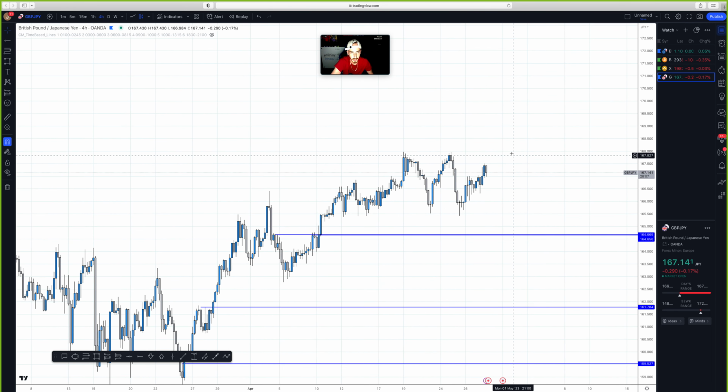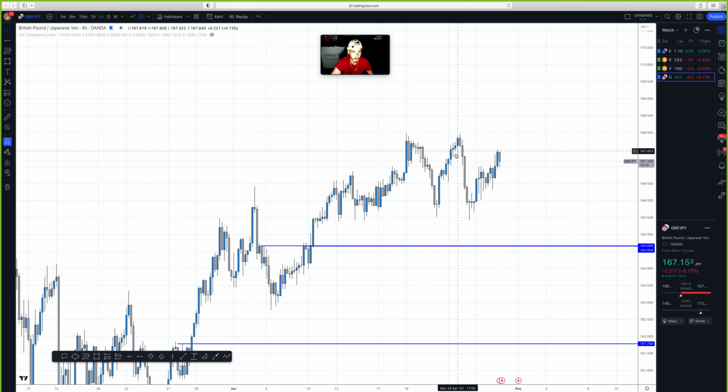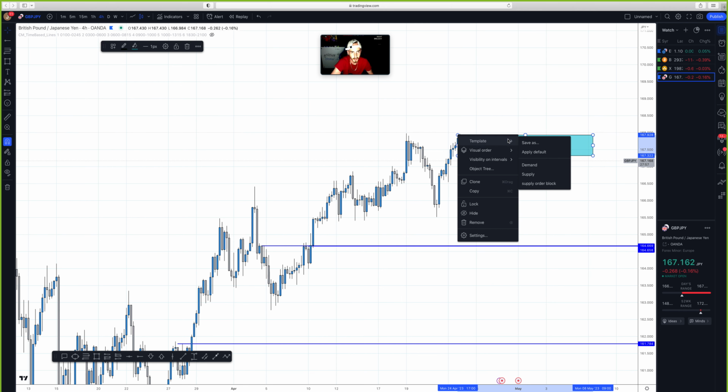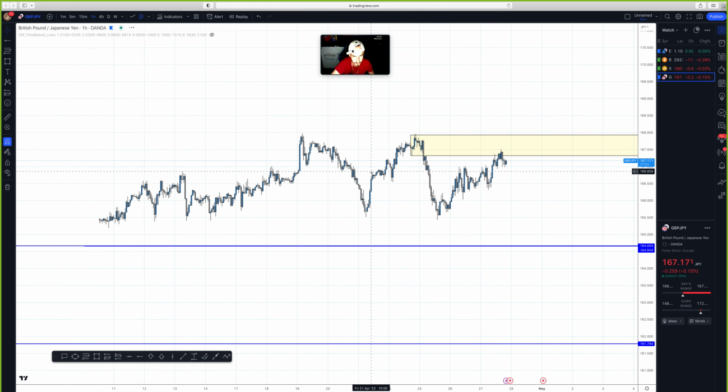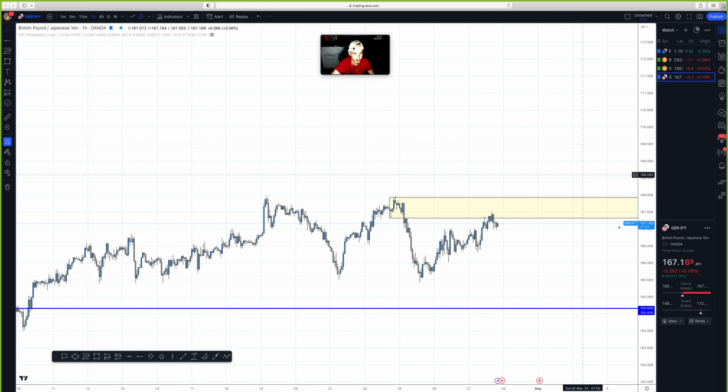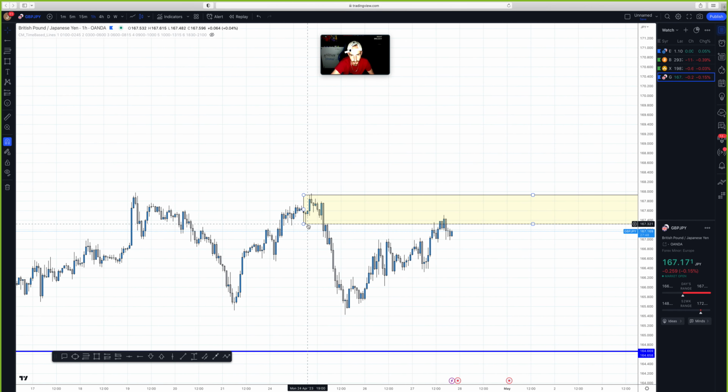And then as far as areas of supply right now, it seems that we're working with this area here, this area right here, this area here. So now let's go to H1 and see what we're working with. So if we go to H1, okay, so we could clean it up a little bit and notice how this H1 was in confluence with H4.